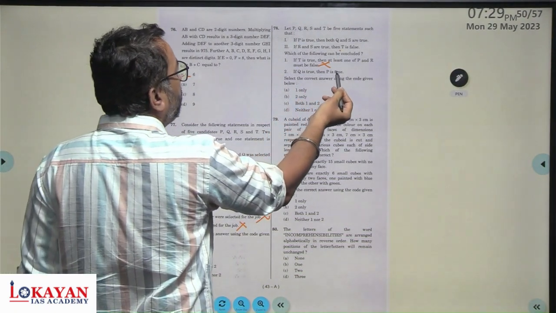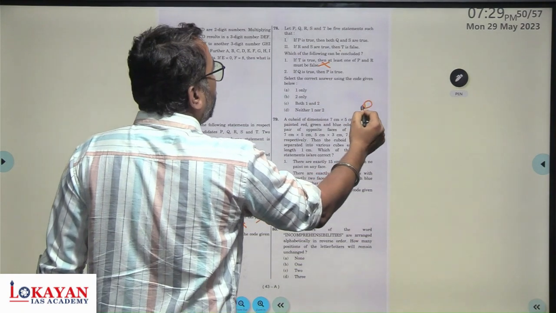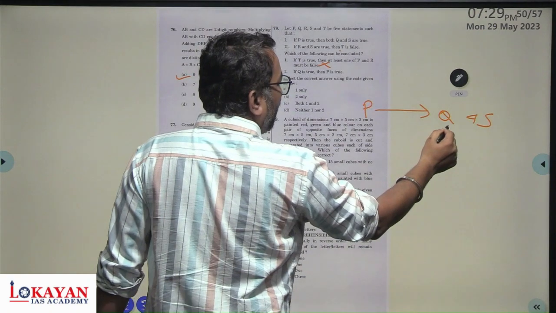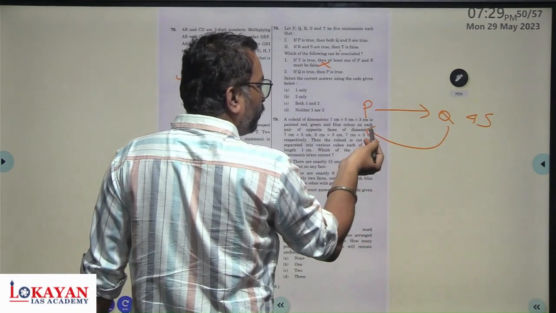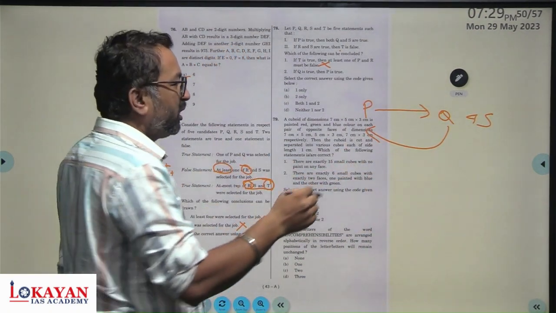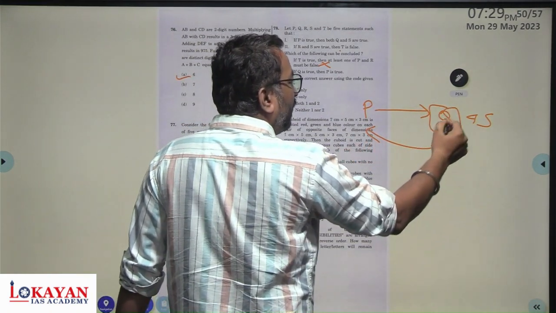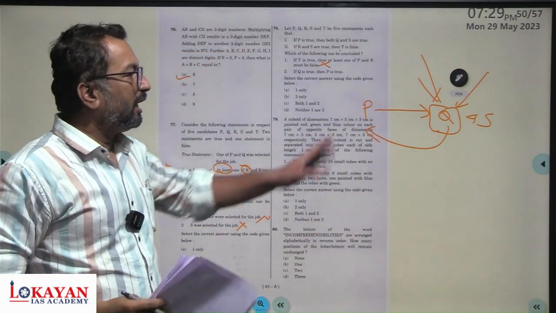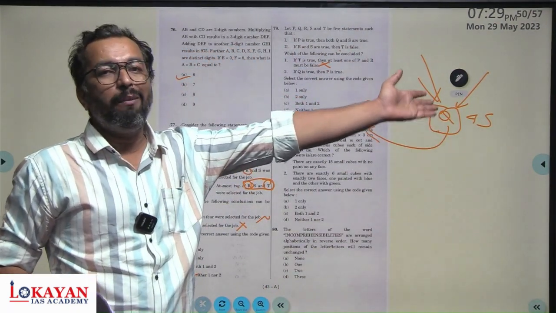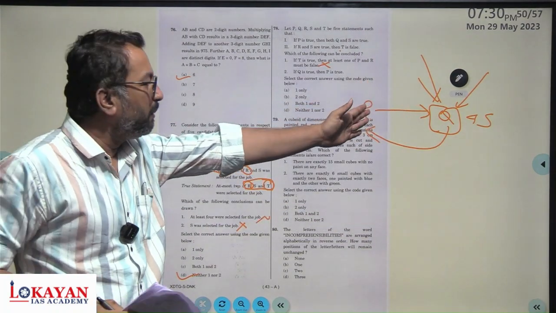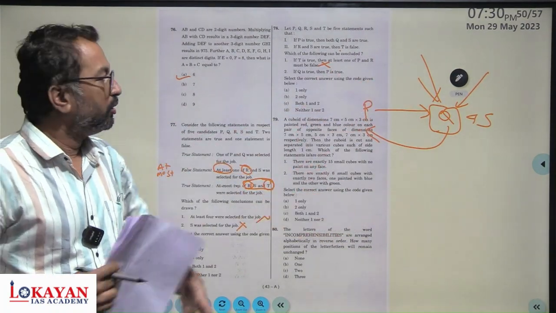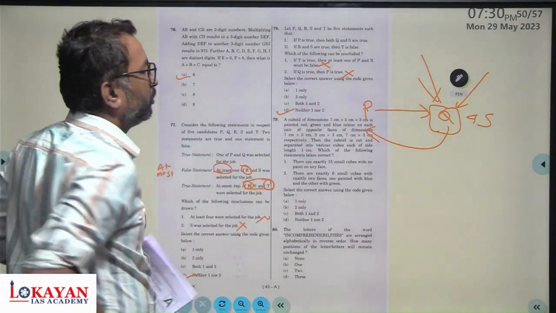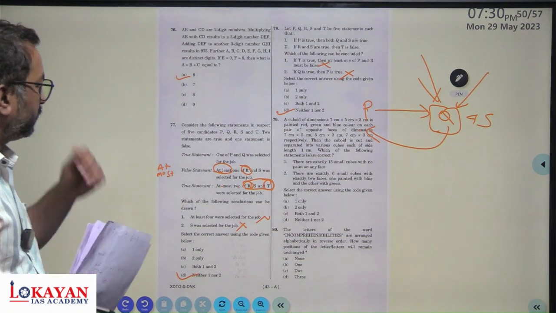If Q is true, then P is true. Now say, when P is true, then Q and S are true. But that doesn't mean when Q is true, then P is also always true. Because there might be other conditions which can make Q true. Other than P, there might be a few conditions which can make Q true. At that time, P can be false. So this again is a reversal. So this is wrong. So neither one nor two are correct, right?